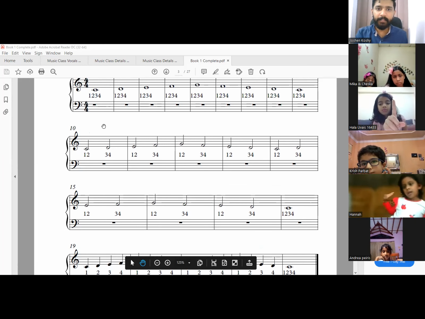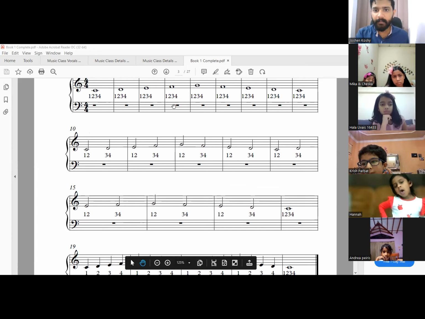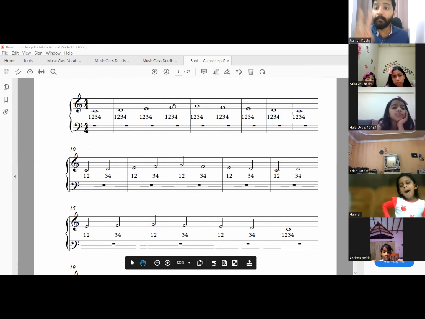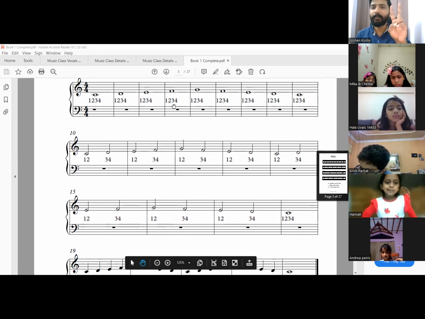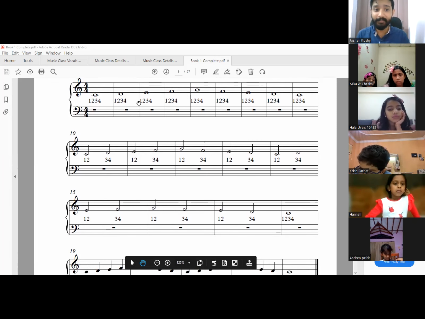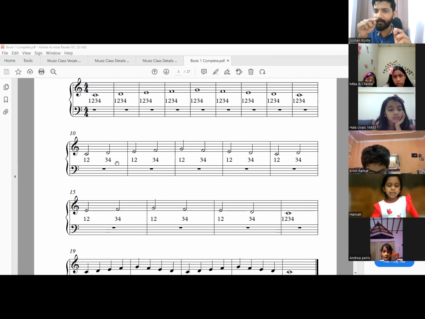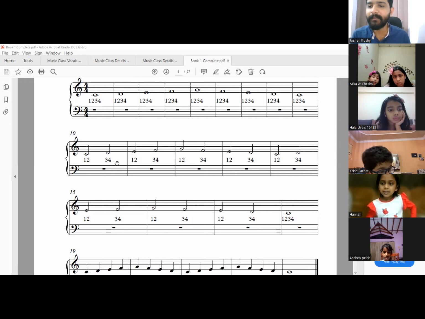Okay, now let me ask you a question. Count the number of two beat notes in this lesson. Quickly count the number of two beat notes. So this is one, this is two, like that. The two beat note is having an oval shaped symbol and a stem. Don't say the answer. Count the number of two beat notes in this lesson.